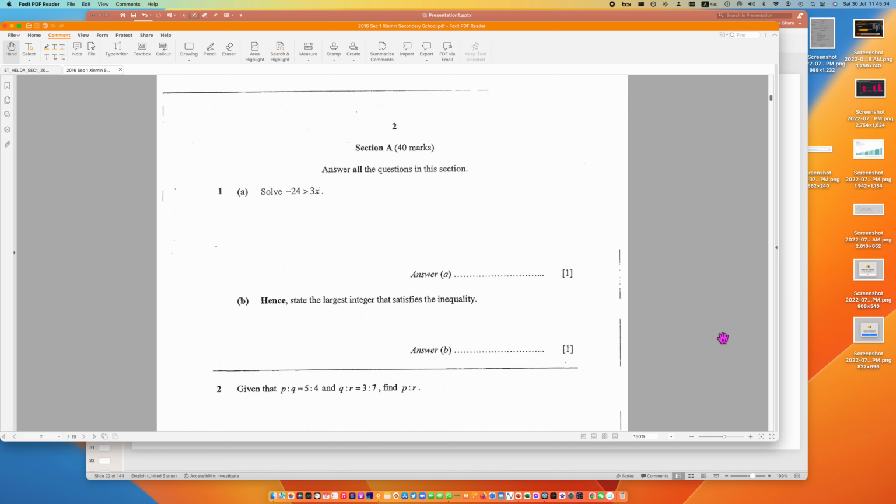Times 0.5. Change or no change? No change. Why? It's not a negative number. Exactly. Simple as that. Next.